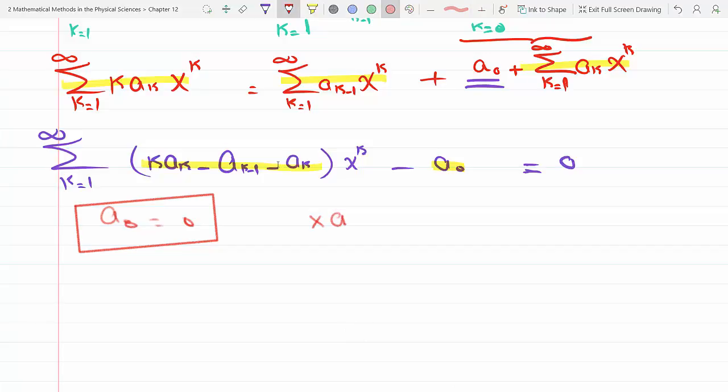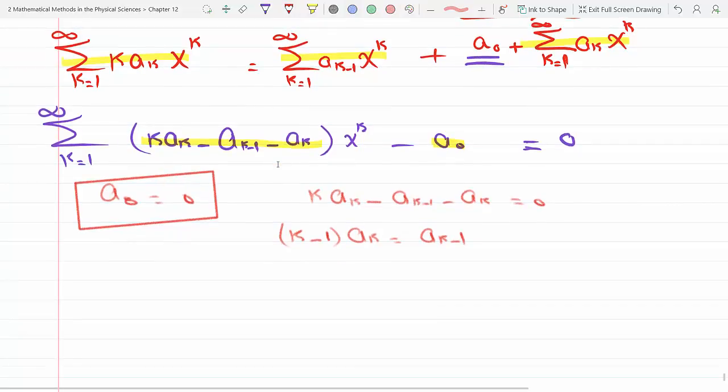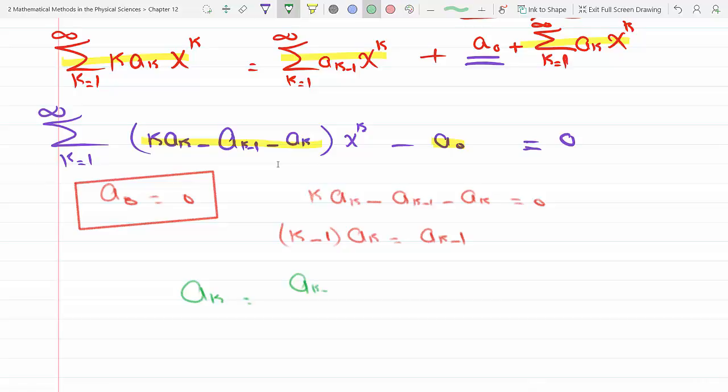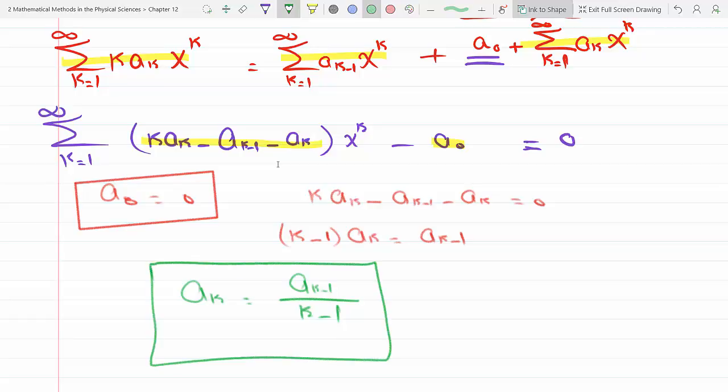And I also have, for x to the k, k a_k minus a_{k-1} minus a_k equals 0. I could factor out a_k, so this is (k minus 1) a_k equals a_{k-1}. So that means a_k is a_{k-1} over k minus 1. This is the recursion formula I'm looking for that would enable me to figure out the coefficients.